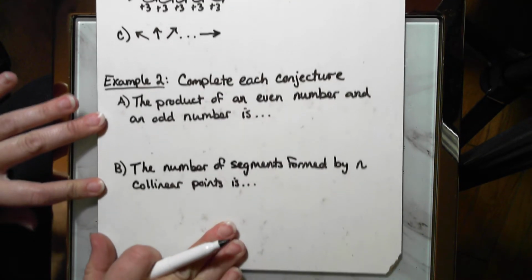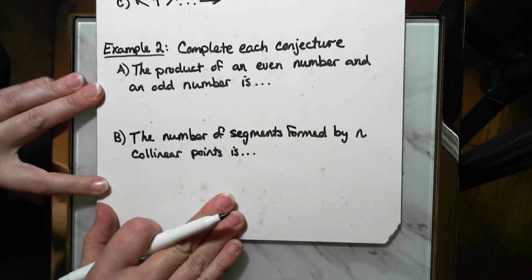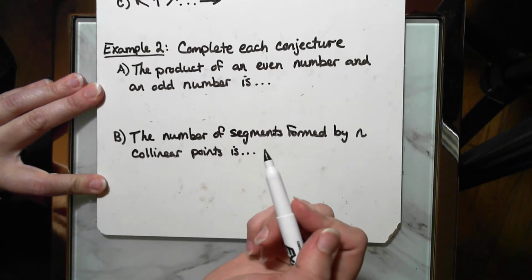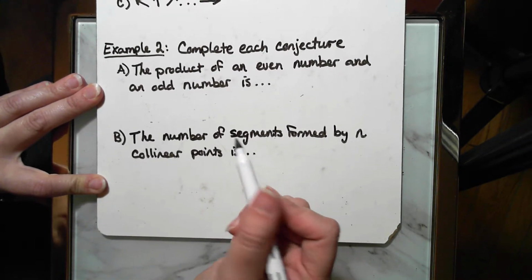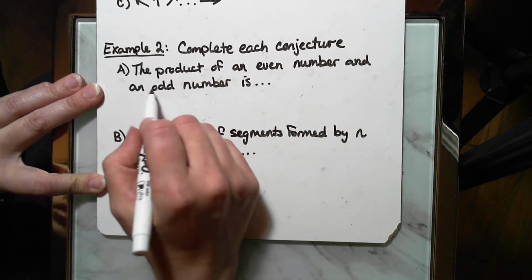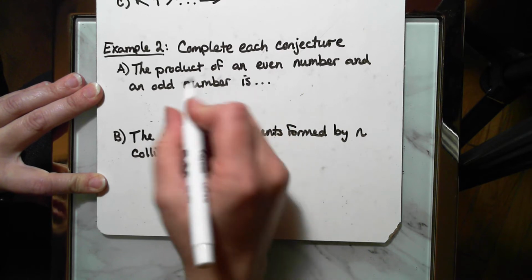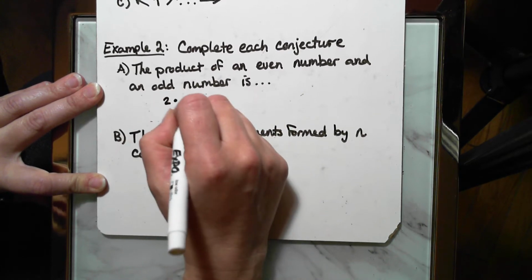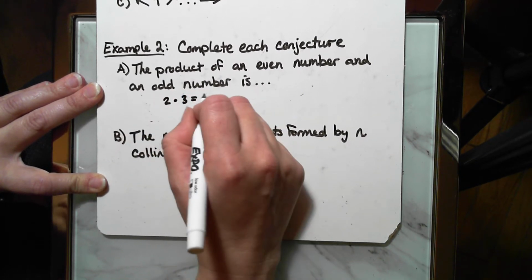Okay, next in example 2, they asked us to complete a conjecture. So we need to figure out what the pattern is or what's true about all these things. So it says the product of an even number and an odd number is, so I need to pick even numbers and odd numbers and see what I get.